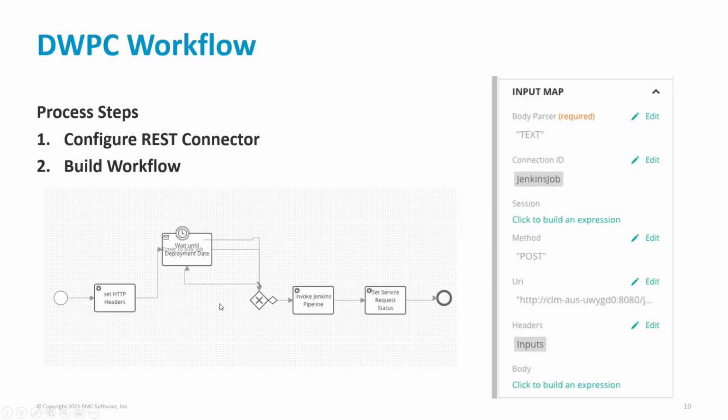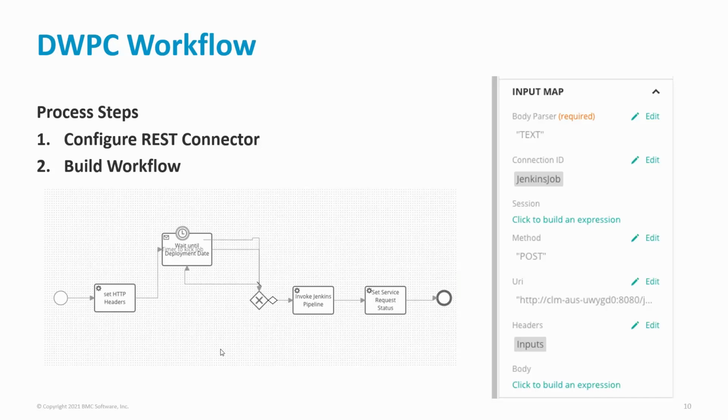As you can see on my screen, this is the Digital Workplace workflow that we are building with the help of Process Designer that is available within the Digital Workplace catalog. I actually drew a couple of blocks in the canvas, and I'm going to explain what those blocks are. In terms of process, the first thing we need to do is configure the REST connector. Within this REST connector, all we are doing is giving the URL for the Jenkins job. I'll explain how we configure the REST connector within my demo section.